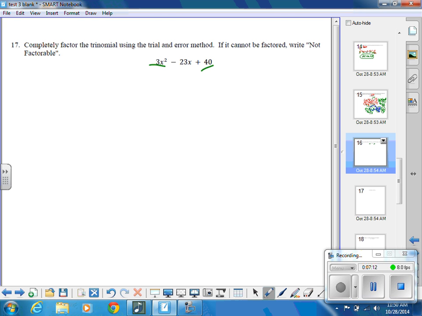How do you get 3x squared? Well, that's going to be 3x and x, okay? So you could do it 2 ways. So I could do 3x and x. Well, some people have seen this crisscross method.